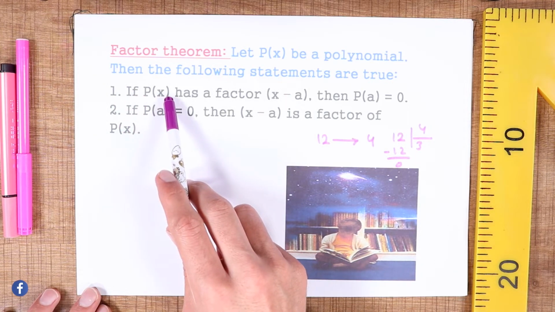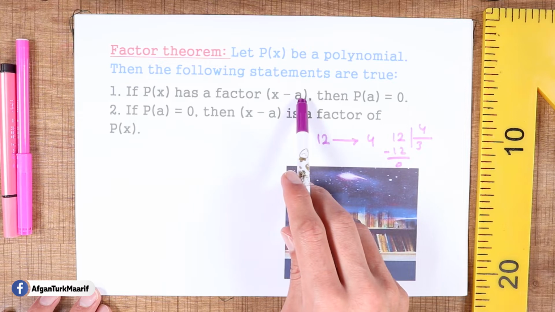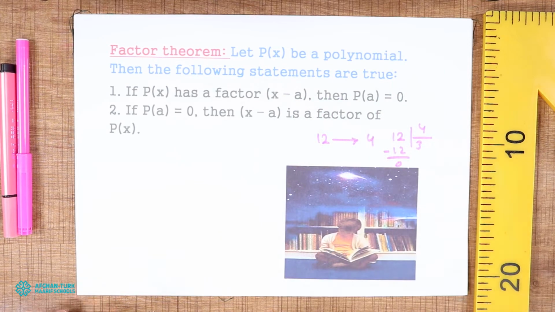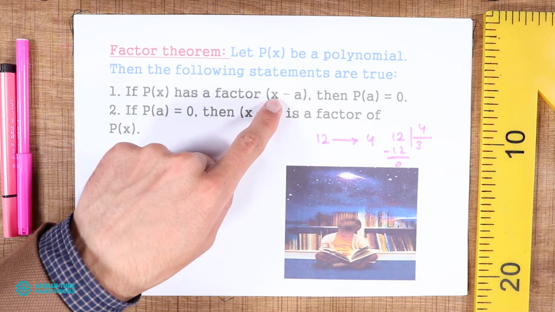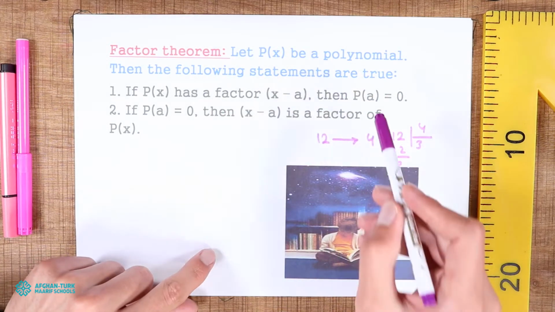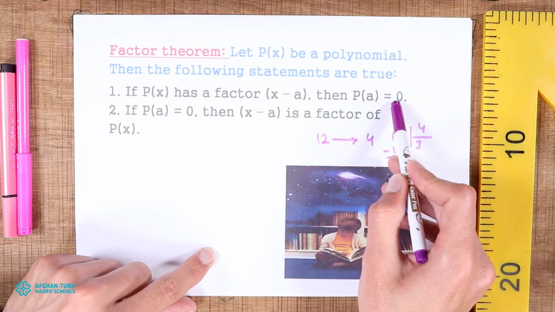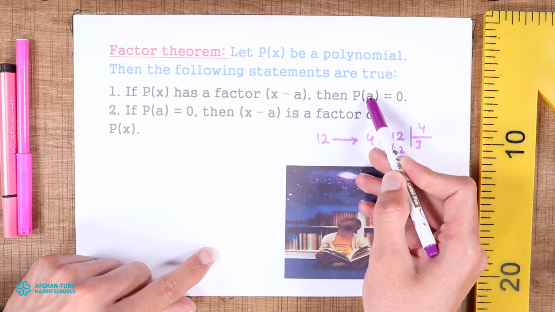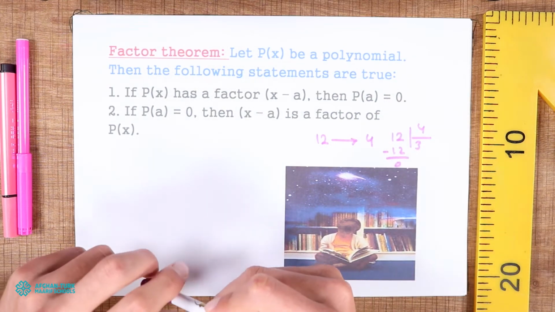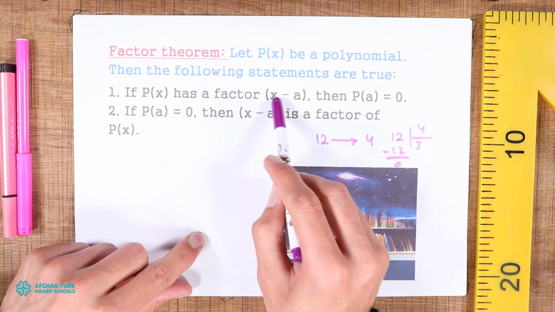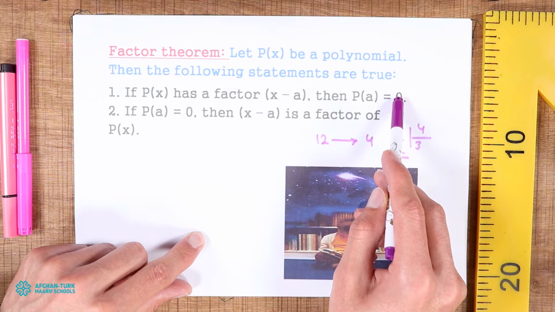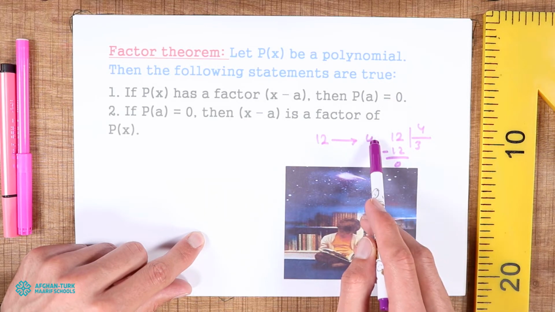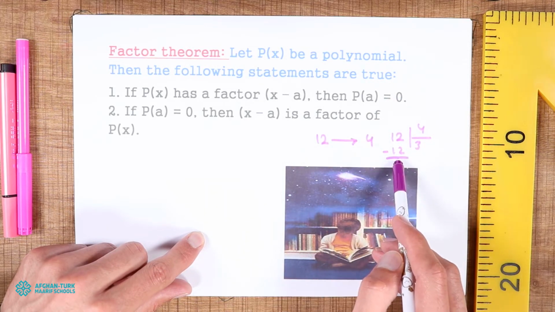First statement, if p of x has a factor x minus a, then p of a is equal to 0. What does this mean? This means that whenever we divide a polynomial by x minus a and the remainder comes 0, this is the remainder we have studied in remainder theorem. To find the remainder, we put just the constant term here. So in here, if x minus a is a factor of p of x, then the remainder will always come 0. In here, we said that 4 is a factor of 12, so the remainder comes 0.